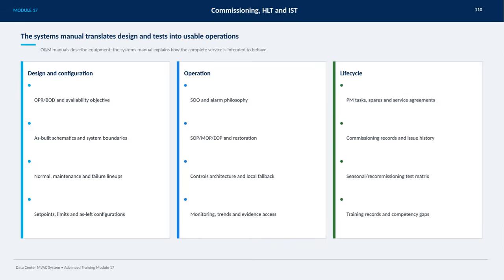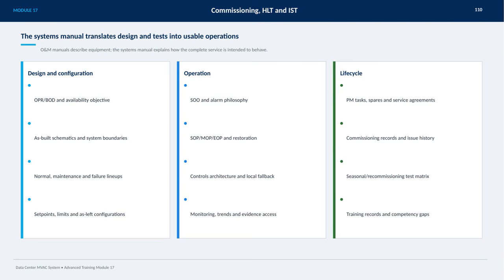This slide highlights the crucial role of the system's manual in bridging the gap between design, testing, and practical operations. Unlike O&M manuals, which focus on individual equipment details, the system's manual explains how the entire service is expected to perform and interact in real-world conditions.